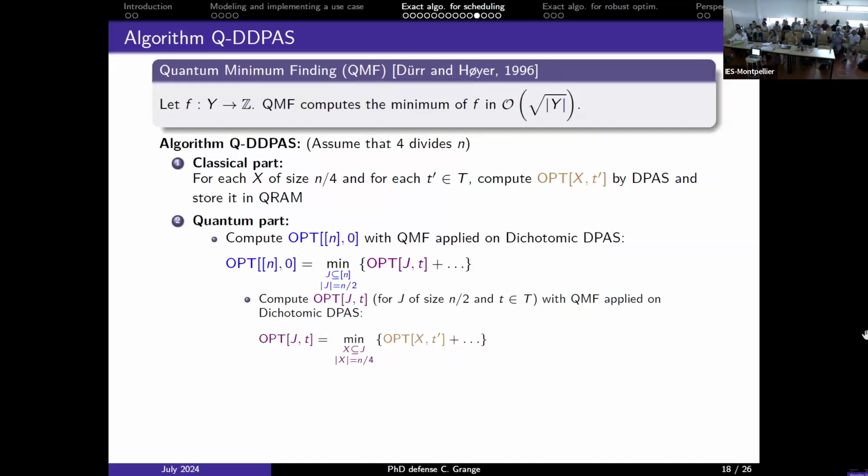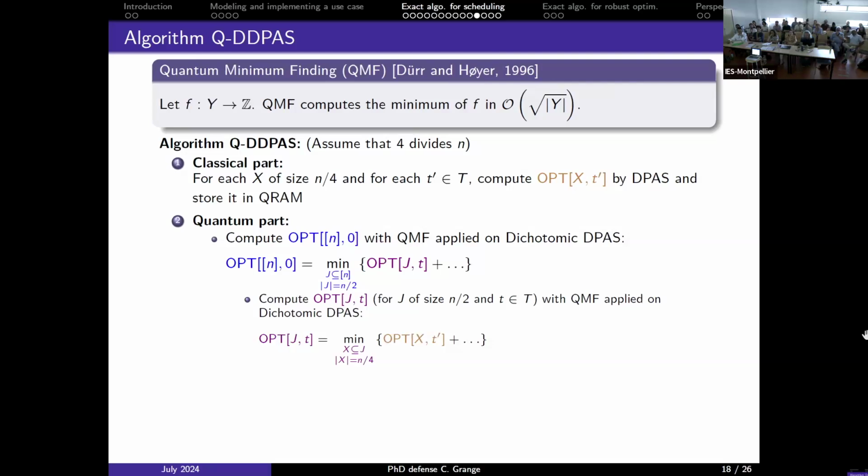And then the quantum part is the following. So remember, we want to compute opt of n and 0. So we will do that with quantum minimum finding applied on the dichotomic DPAS version of our property. So we will have something like that. So opt of n and 0 is equal to minimizing over any set of jobs of size n/2 of terms that are opt of J and t, where J is of size n/2 and t is any starting time.